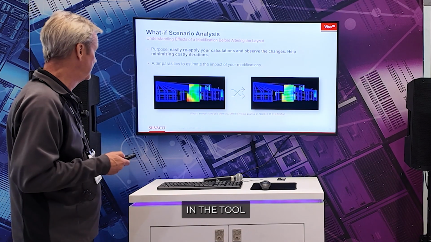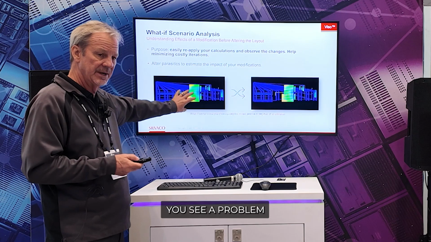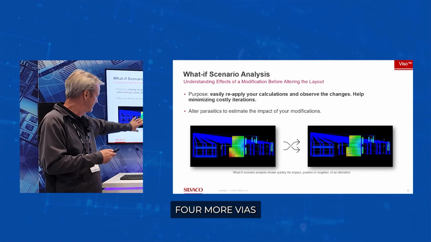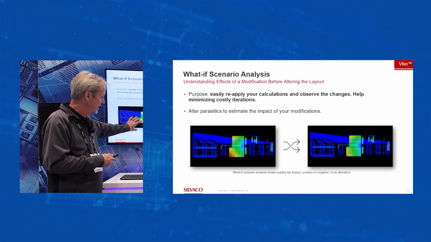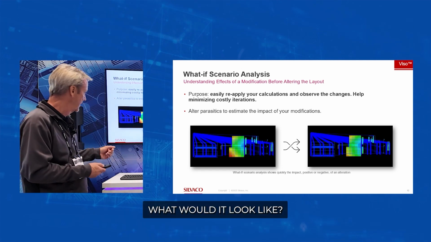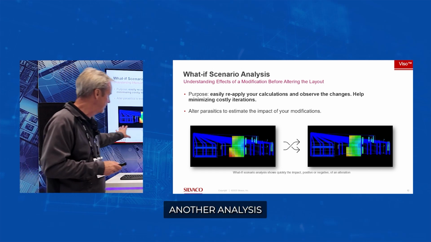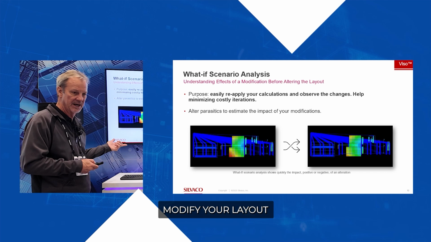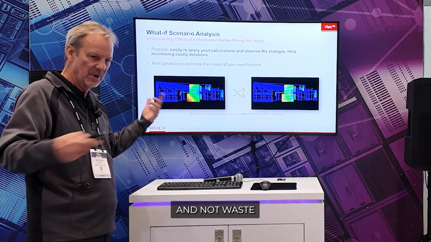Another feature in the tool is what-if analysis. You look at your design, you see a problem, and you can say, well, if I added 4 more vias or changed metal layers in this area, what would it look like? And you can type it in, say I want to add vias here, I want to do that, and then you do another analysis and you can catch that before you have to go modify your layout. So the whole idea here is to catch everything before you go to your simulations and not waste a lengthy simulation runtime.